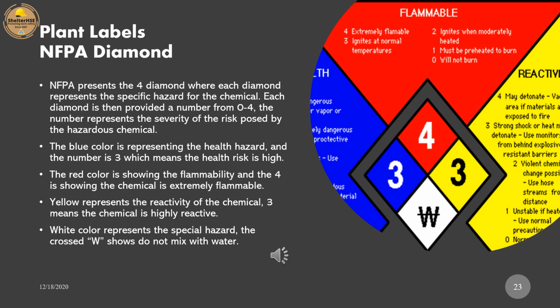The red color is showing the flammability and the 4 is showing the chemical is extremely flammable. Yellow represents the reactivity of the chemical, 3 means the chemical is highly reactive. White color represents the special hazard, the cross W shows do not mix with water.